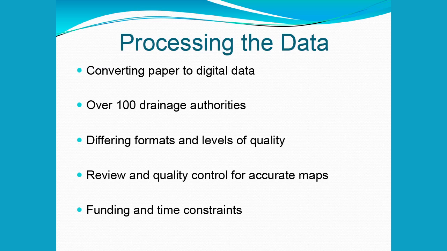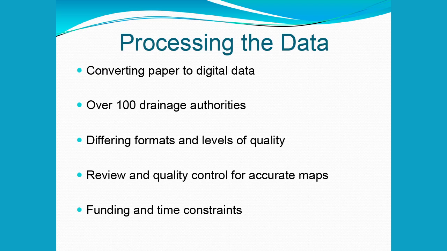All right, just basic information. We have some challenges on the processing of the data. We've got to convert the paper to digital. You're going to have to bear with us and test that and review it to make sure that we're as accurate as possible. We're looking to eliminate errors out of that, but it is creating new layers in a short period of time. We have over 100 drainage authorities that have information that we're trying to get into this process in different formats and levels of quality. The review and the quality control for accuracy is going to come heavily in this Phase 3 process, so we'll be looking for suggestions and changes.